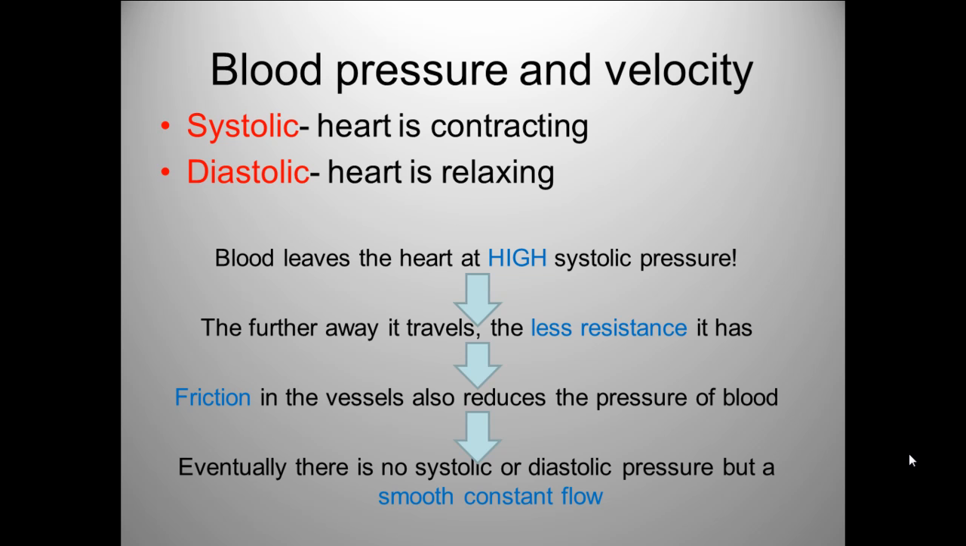This diagram here gives us an explanation of what happens to the pressure as you go further away from the heart. As the blood leaves the heart, it leaves under high systolic pressure. As you move further away from the heart, it has less resistance, and the friction within the vessels reduces the pressure of the blood. Eventually there's no systolic or diastolic pressure, but a smooth, constant flow.